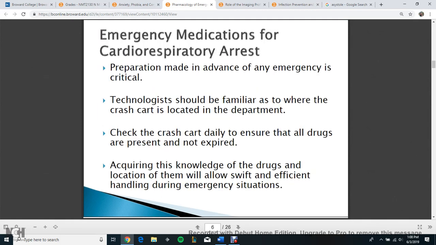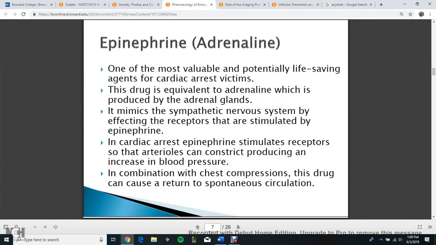Emergency medications for cardiorespiratory arrest. Preparation made in advance of any emergency is critical. Technologists should be familiar as to where the crash cart is located in the department. Check the crash cart daily to ensure that all drugs are present and not expired. Acquiring this knowledge of the drugs and location of them will allow swift and efficient handling during emergency situations.